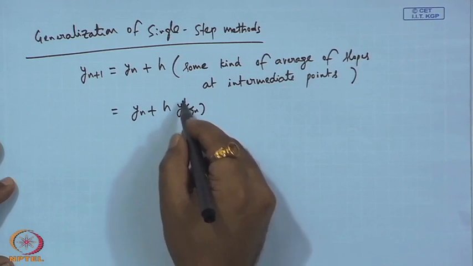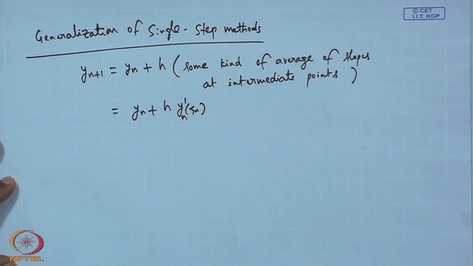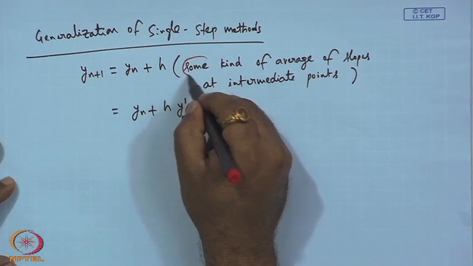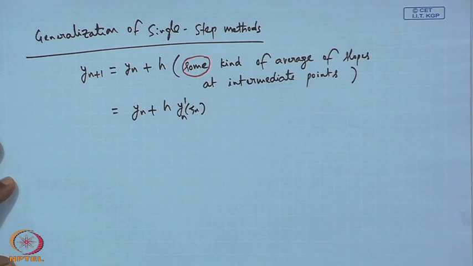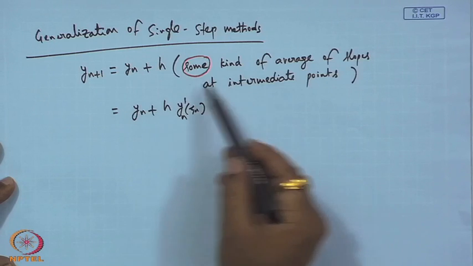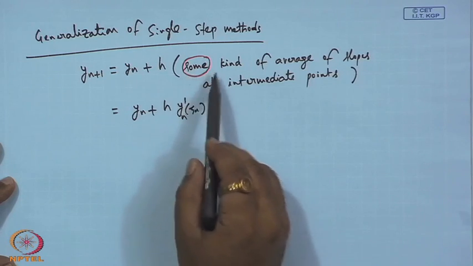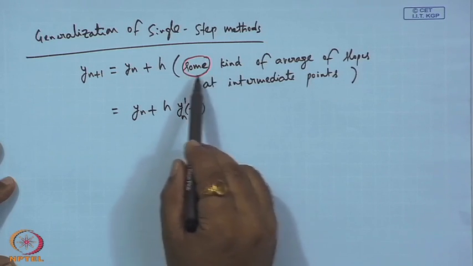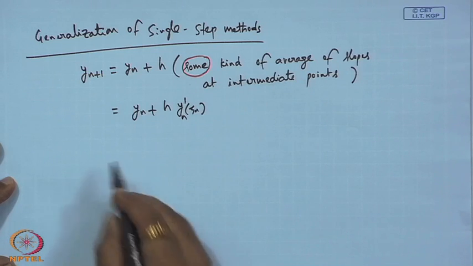So, now what is the idea? So, I put some kind of average, so definitely the method would be different depending on what kind of average. Okay.